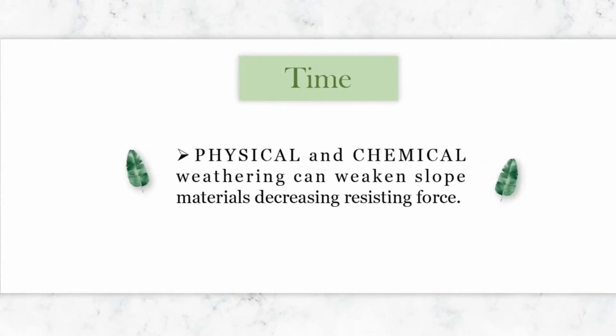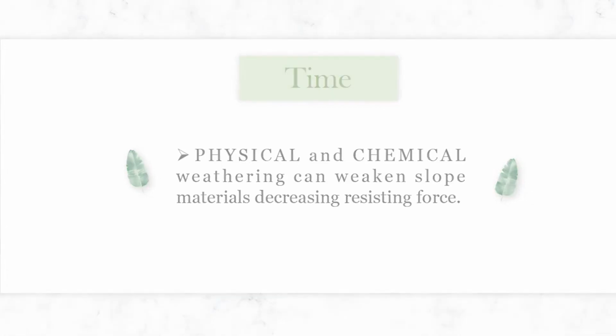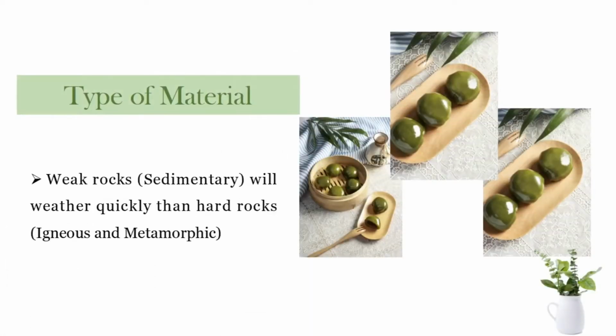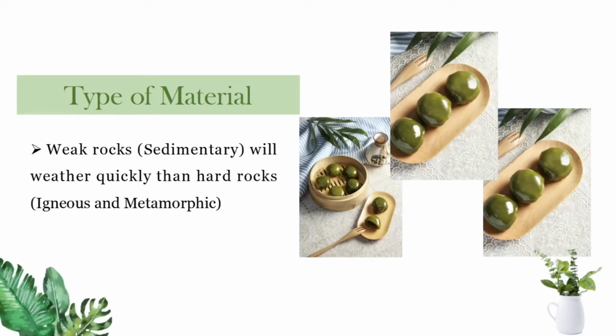Time. Physical and chemical weathering can weaken slope materials, decreasing resisting force. This causes the rocks to become very weak, and mass wasting occurs. Type of material. Weak rocks, like sedimentary rocks, will weather more quickly than hard rocks, the igneous and the metamorphic rocks.